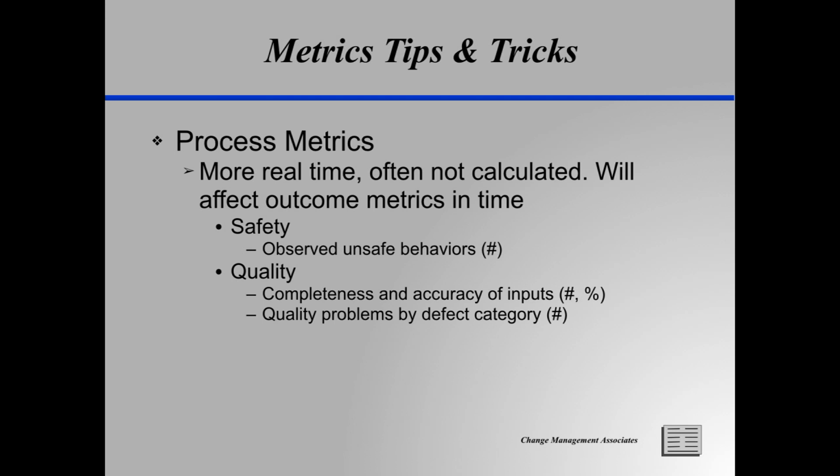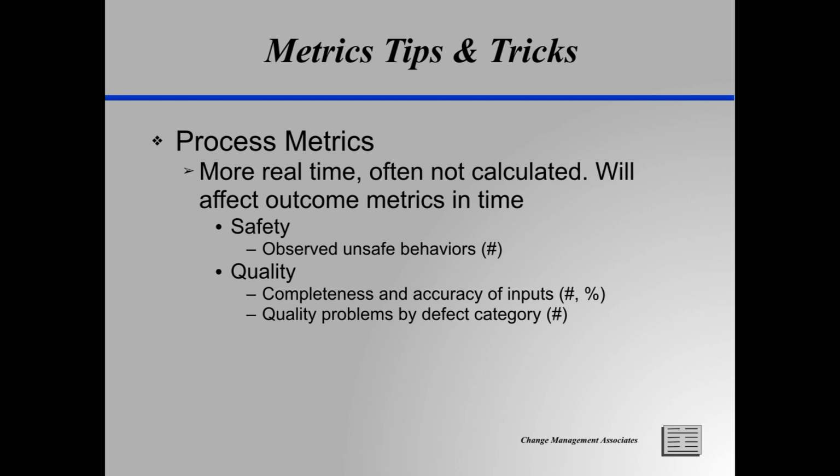Using our SQDCE framework, let's think of possible process metrics that relate. For safety, observed unsafe behaviors is being used more commonly, particularly as people move more and more to behavioral safety. A rapid response to observing an unsafe behavior can be triggered. Why wait for the negative outcome of an injury, accident, or lost time?